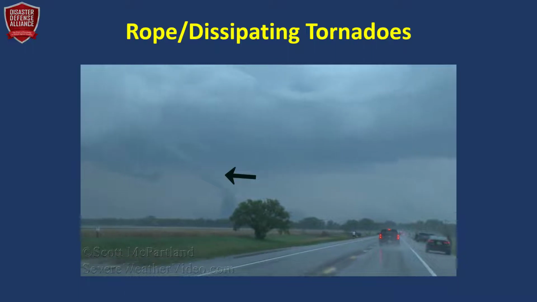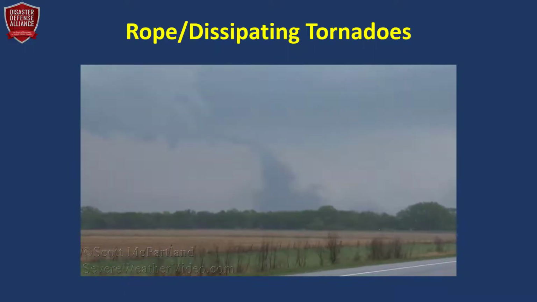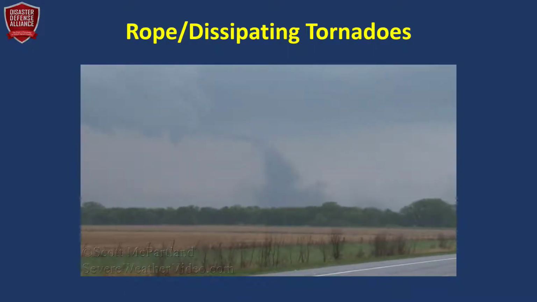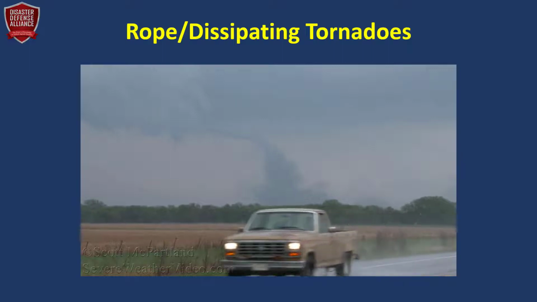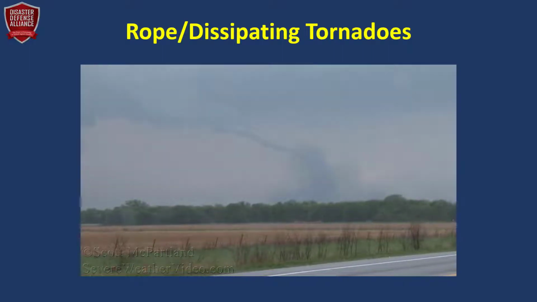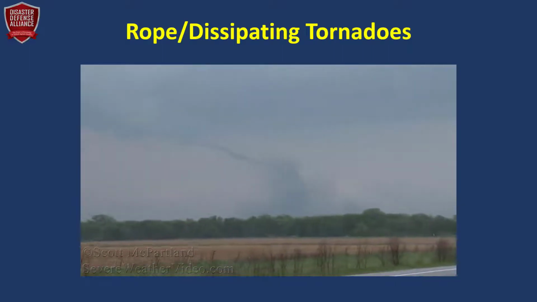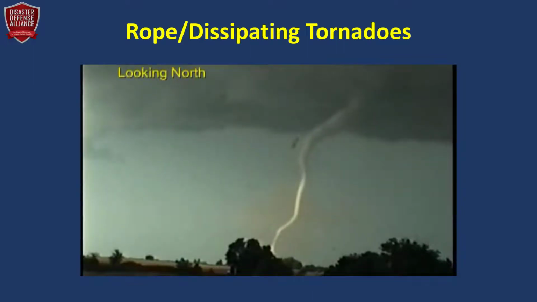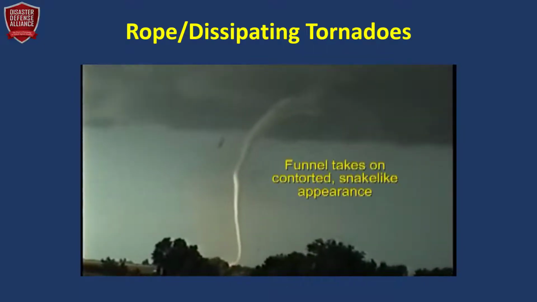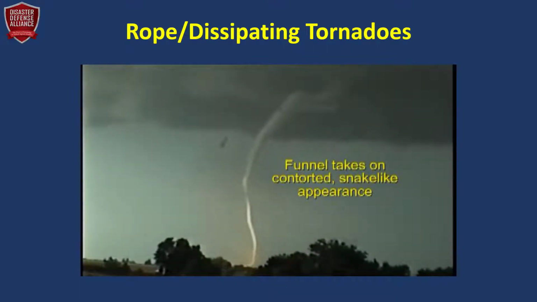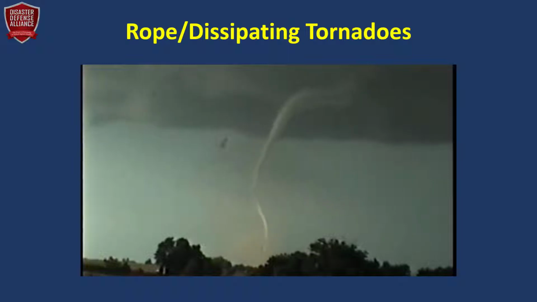This video shows some examples of what are called rope tornadoes, which can be the only stage in the life cycle of weak, brief tornadoes, or the last weakening stage of larger tornadoes before dissipation. The rope stage tends to be weaker than that of other stages of larger tornadoes, but damage can still occur. Notice the narrow snake-like appearance of the funnel during the rope stage.